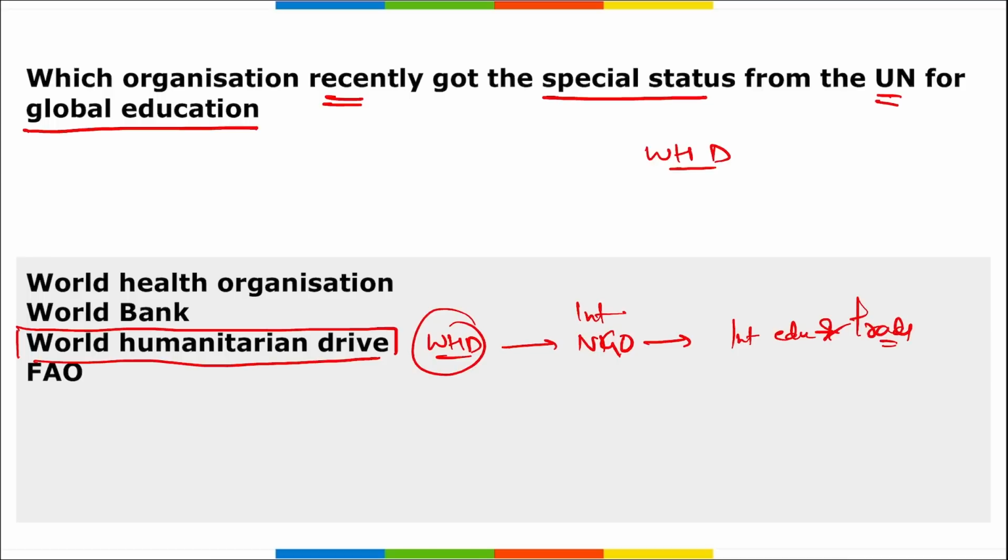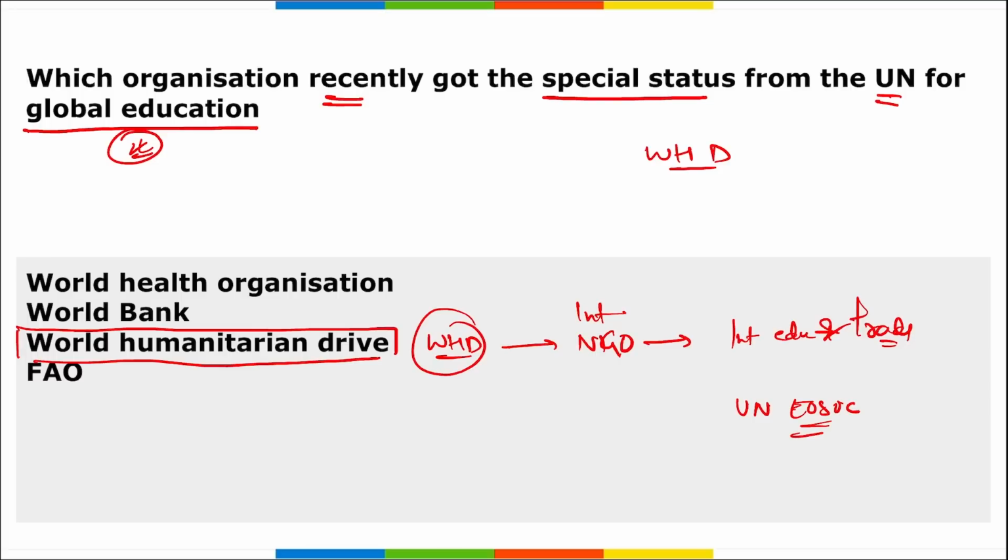Correct. It has been granted special consultative status by United Nations ECOSOC, that is your Economic and Social Council. With this status, World Humanitarian Drive will be authorized to interact actively with their subsidiary bodies, the Human Rights Council, certain United Nations General Assembly sessions, as well as some other intergovernmental bodies. Correct. Now, as the name of the question suggests, they will be working towards global education, right? That means various initiatives will be starting.